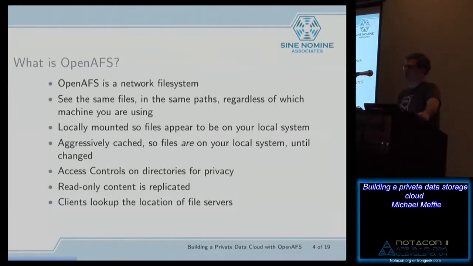AFS was designed with the idea that the fastest network message is the one you don't have to make. So we cache files locally, and if someone on another machine changes that file, the file server is smart enough to tell the clients, hey, that file you just read changed. The clients can then go back up and get the new version. That's all under the covers, so users don't need to mess with any of that.